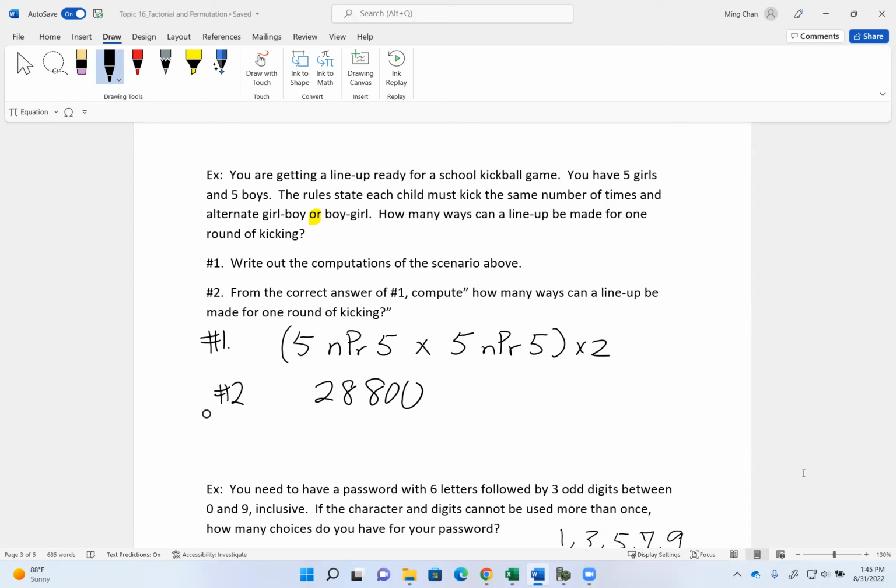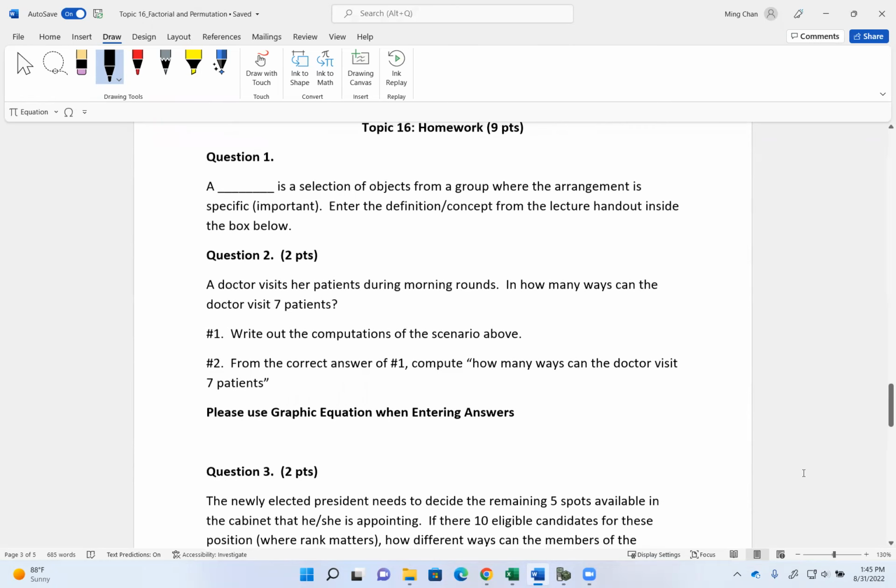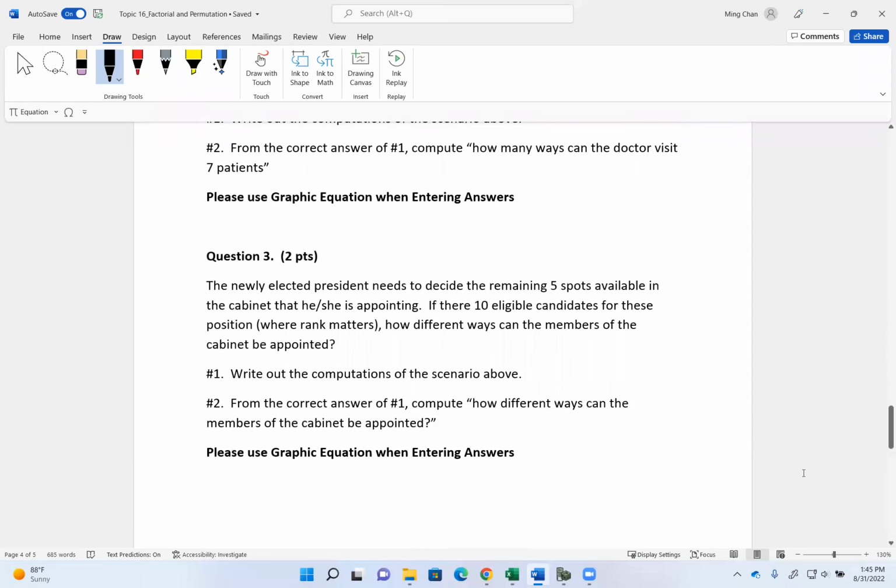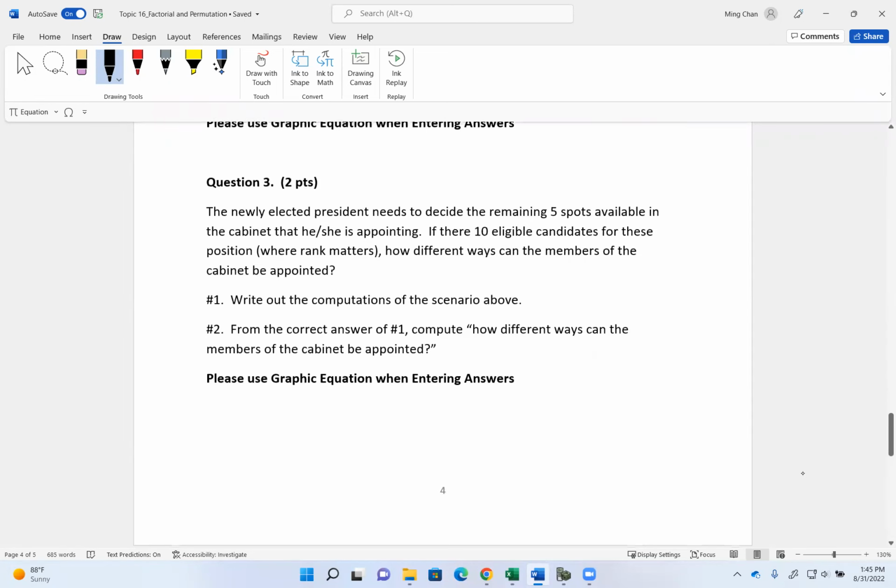Okay. All right, let's look at some homework. So this is one definition. This question number 2 is very similar to the one I have with 4 patients. So write all the scenarios and for number 2, enter the answers and please use the graphical equation. This one is similar to the one I just did about the 12 cabinets, because this is actually 5 spots, 10 candidates.